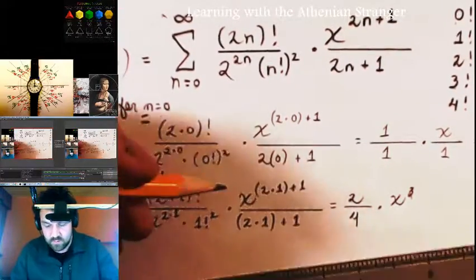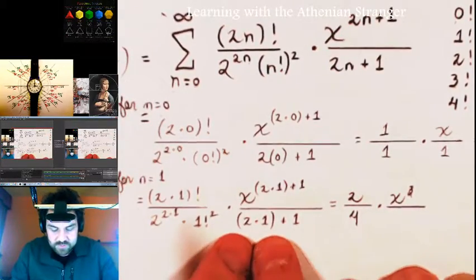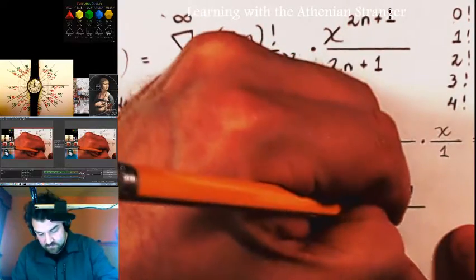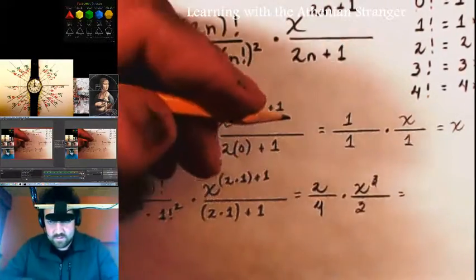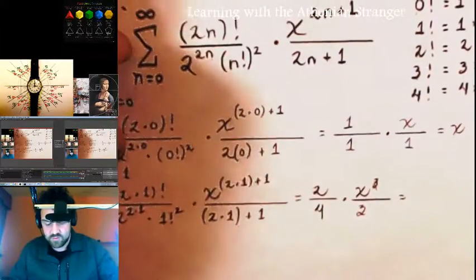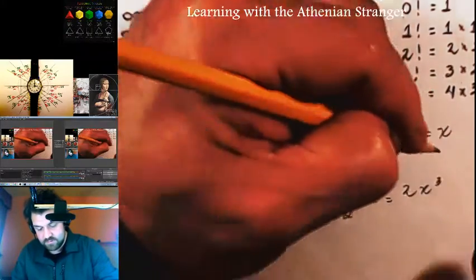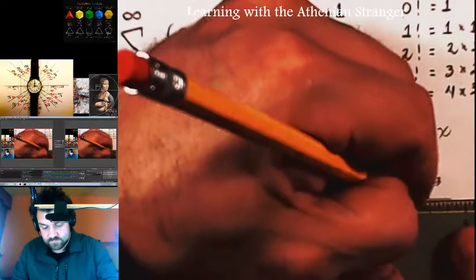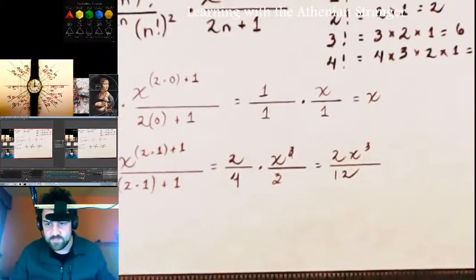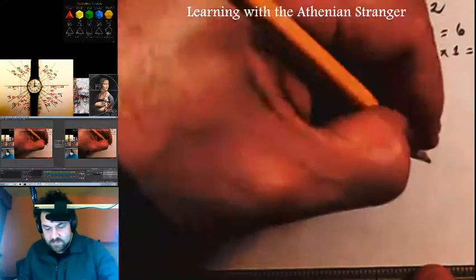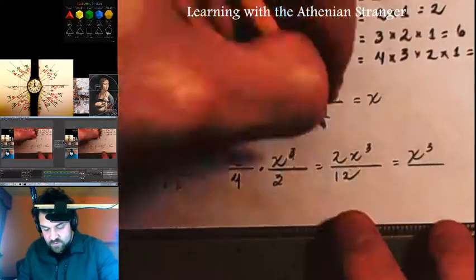X cubed over, ladies and gentlemen, 2 times 1 is 2 plus 1 is 3. So let's multiply this out and simplify. I have here 2 over 4 is 1 half, right? But let's just multiply the whole thing out and simplify. I have 2x cubed over 12. Okay, now can I simplify this further? Sure I can. I can divide a 2 out of the top and a 2 out of the bottom. So what I'm left with is x cubed over, ladies and gentlemen, 6.